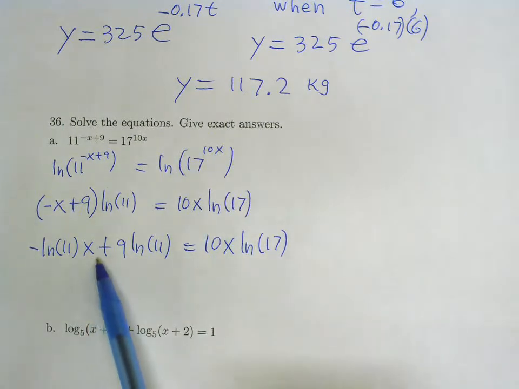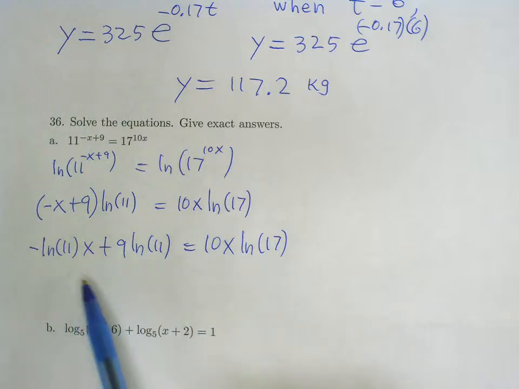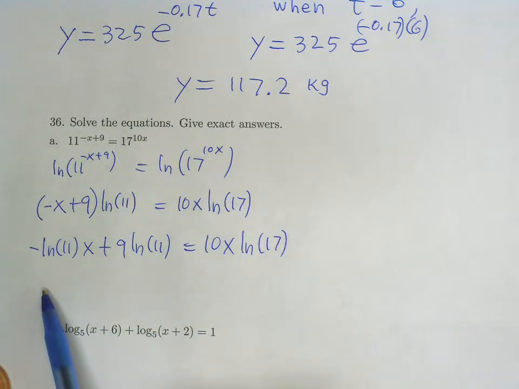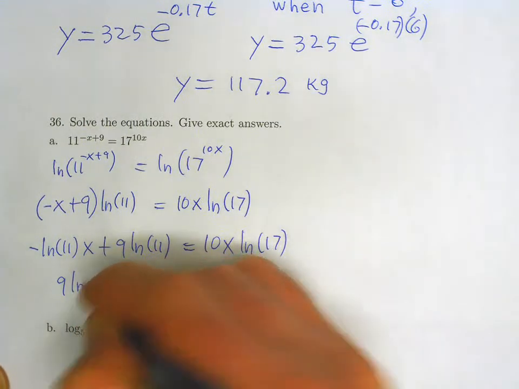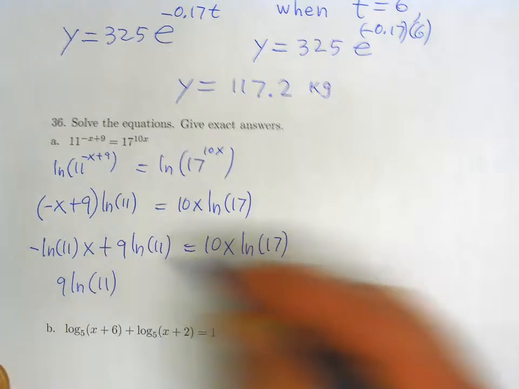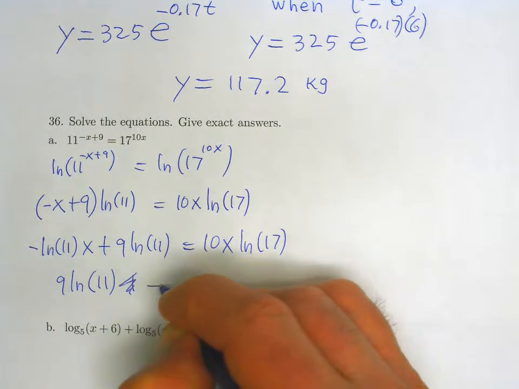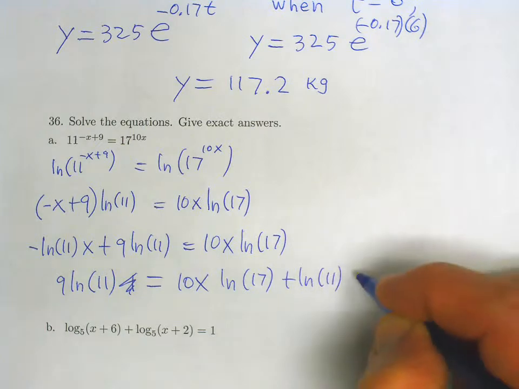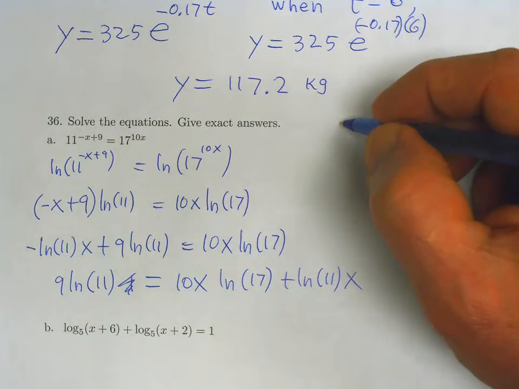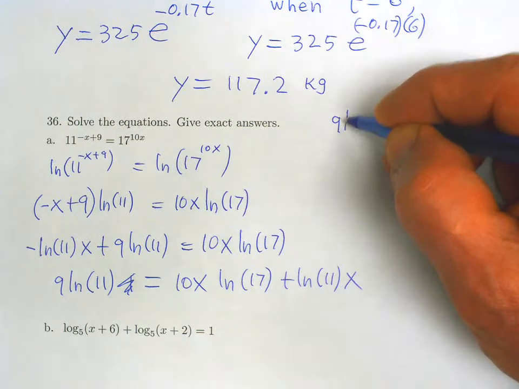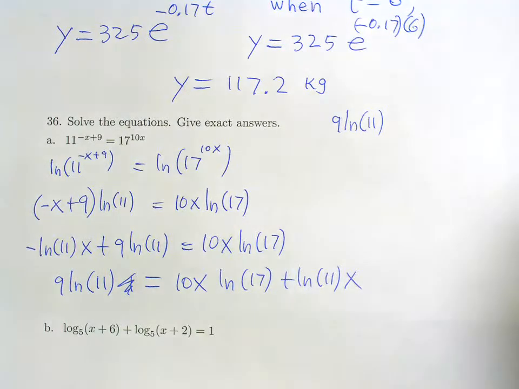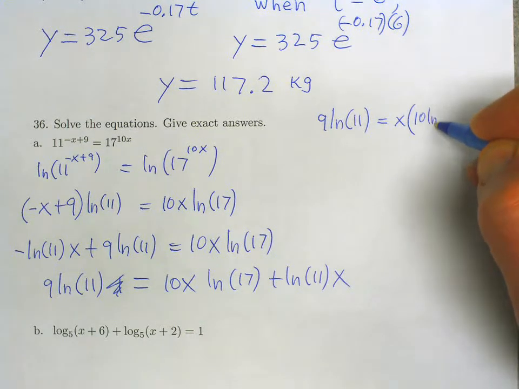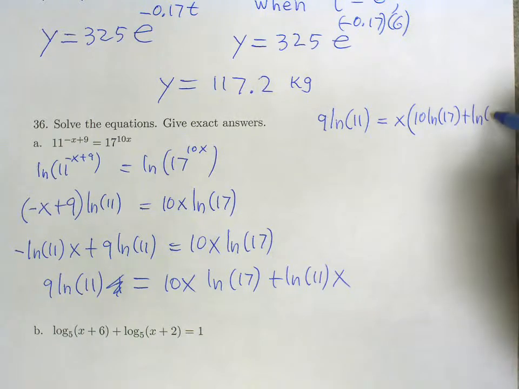We want to solve for x, so we need to have every term with x on one side of the equation and every term that doesn't have x on the opposite side. So if we just add the natural log of 11 times x, we'll get to that stage. So the left-hand side is 9 times the natural log of 11. On the right-hand side, we have 10x times the natural log of 17 plus the natural log of 11 times x. And then we'll factor x out of every term on the right-hand side. So 9 times the natural log of 11 equals x times 10 times the natural log of 17 plus the natural log of 11.